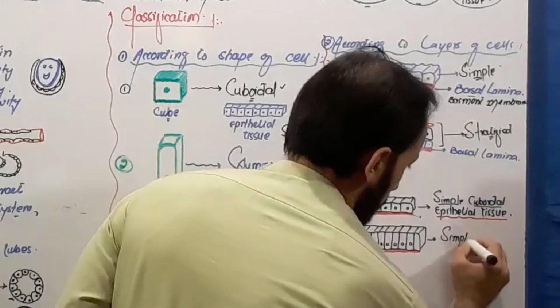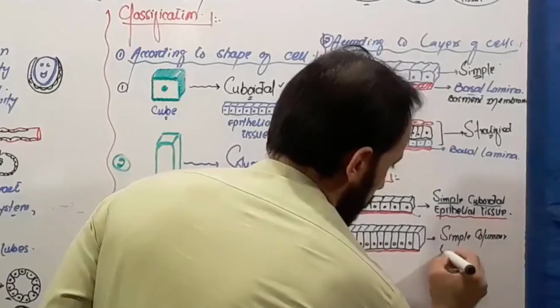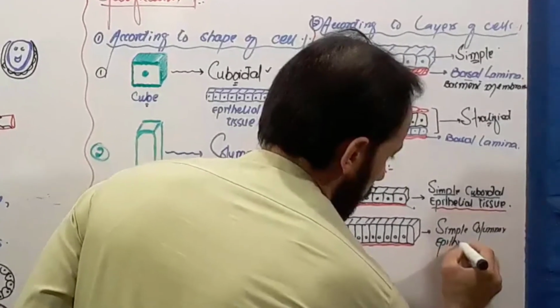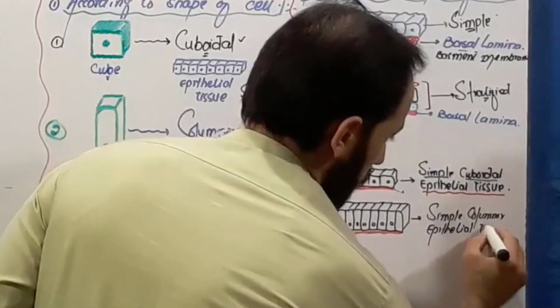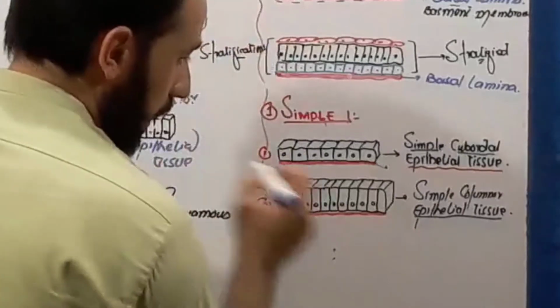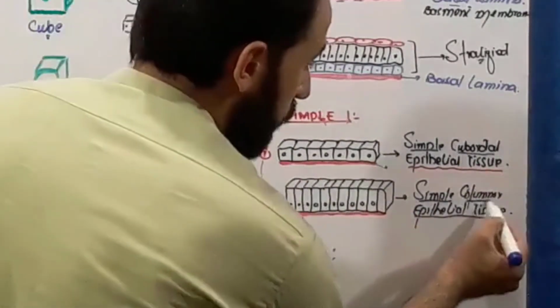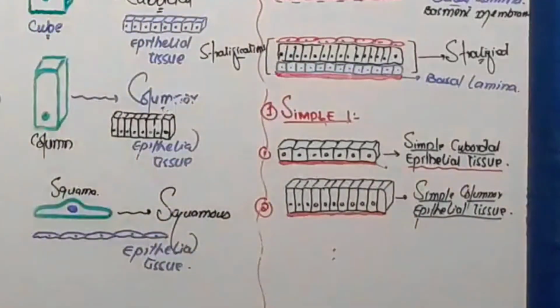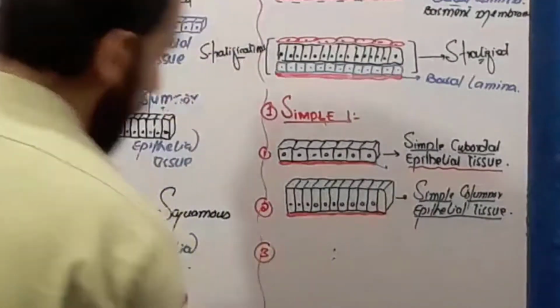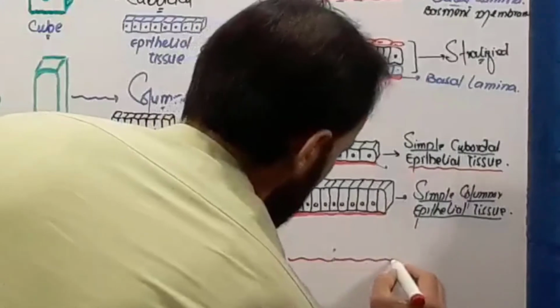Simple columnar epithelial tissue. Right, friends. It is epithelial tissue because the cells are closely packed to each other. And it is simple because there is only one layer of the cells above the basement membrane, and it is columnar because the cell shape is columnar. That's so simple. Then there is the third one, right? These are the types of the simple tissue, right? Then there is a third one.